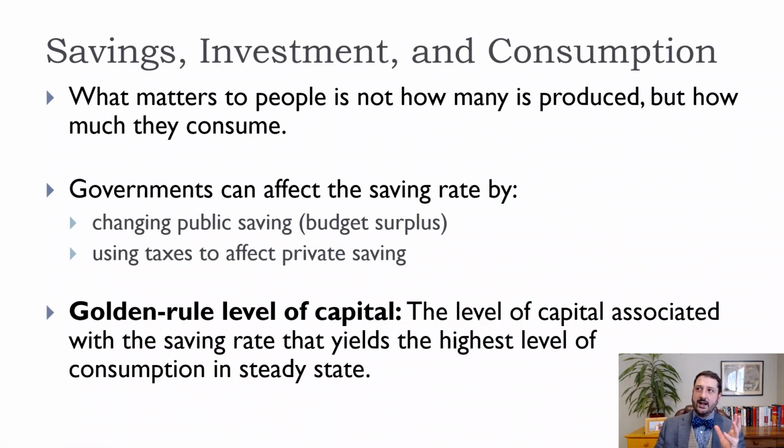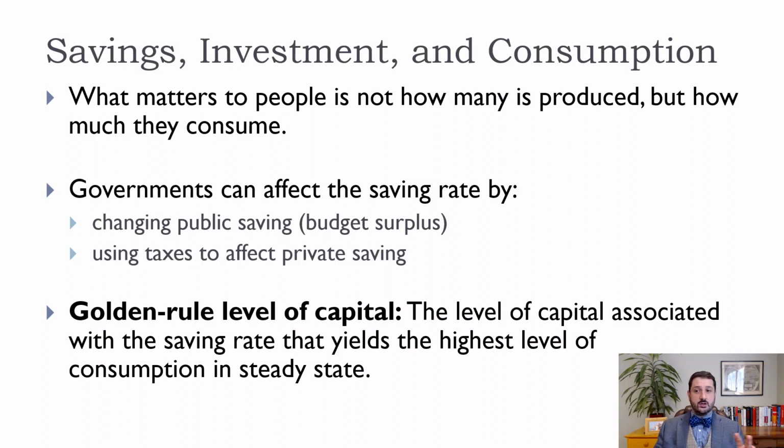So what we really care about is not how much is produced, but how much people get to consume. And I think it's easy to think about when we ask, what if we saved everything? If we saved everything, that means we'd have lots of investment. That means our capital stock per worker would be really high. Our output per worker would be really high, but we would have nothing to consume. And if we have nothing to consume, then we're dead. And so that doesn't really matter. So we want to think about consumption.